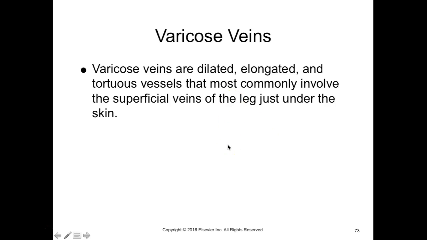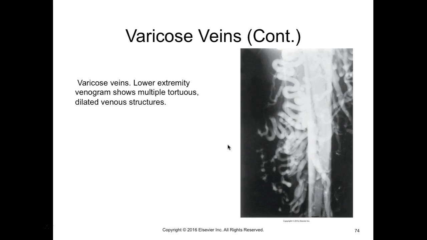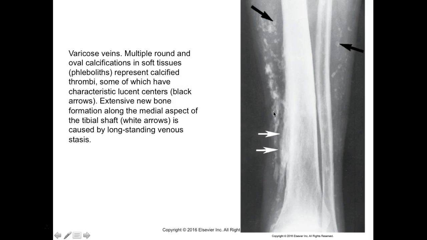Varicose veins. So varicose veins are dilated, elongated, tortuous vessels that most commonly involve superficial veins of the leg, just under the skin. Of course, they look gorgeous. We all love varicose veins. So here's a lower extremity venogram showing multiple tortuous dilated venous structures. So look at all these varicose veins. Oh my goodness gracious. There's a lot of them.